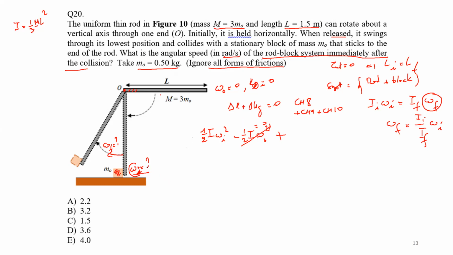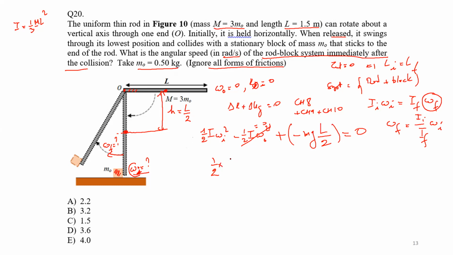Plus delta UG. Now what is delta UG? I have solved many problems that look like this. So I have to first locate the center of mass and look at the change in height of the center of mass. It's a uniform rod. The center of mass is right here in the middle. So the change of height of the center of mass is just L divided by 2. So it's going down, so it will be minus mg L divided by 2, and this is equal to 0.